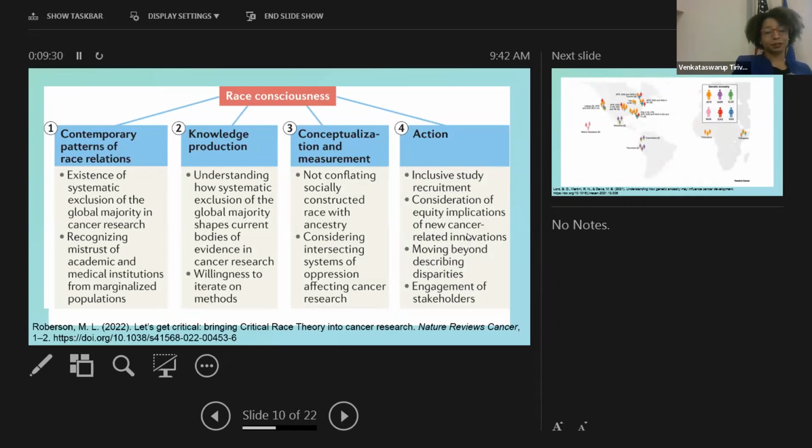Equity is a very intentional action. Moving beyond describing disparities and thinking about mechanisms for reducing inequities as well. And then finally, engaging stakeholders, particularly those who are most affected by cancer health inequities, and the work that they would like to see done to be able to improve and mitigate these issues.